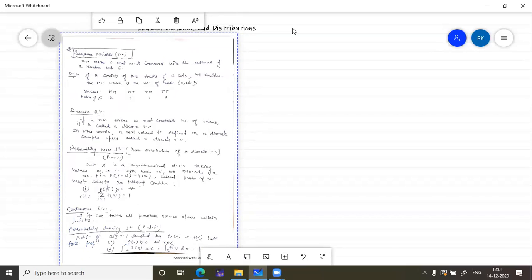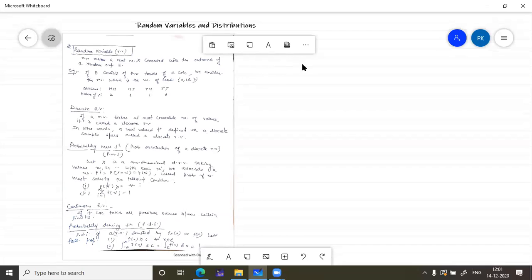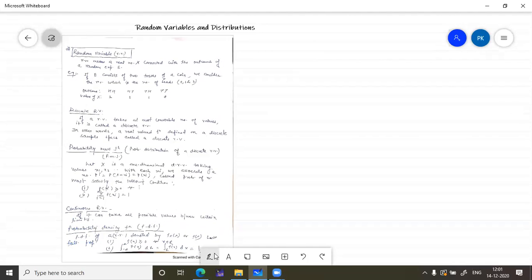So what are random variables? The first thing is, a random variable means a real value, a real number x that is connected with the outcomes of a random experiment. Random experiment means suppose we have a coin, and if we toss a coin, we have two possibilities here. Either head will come or tail will come.